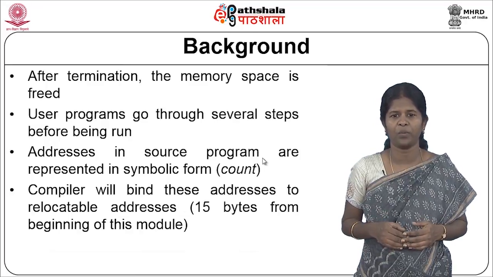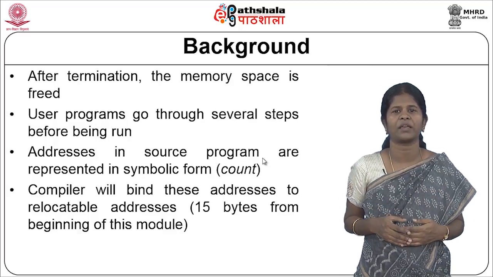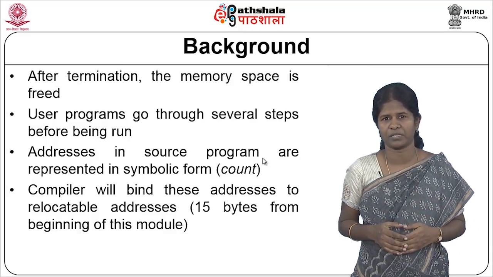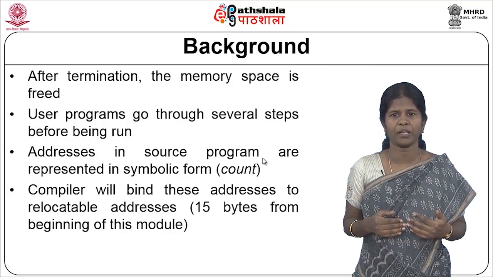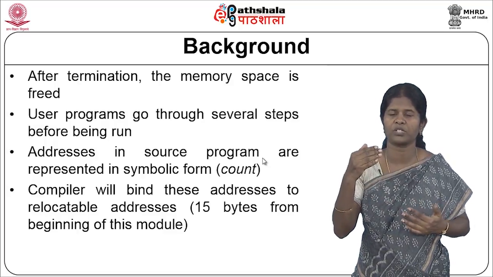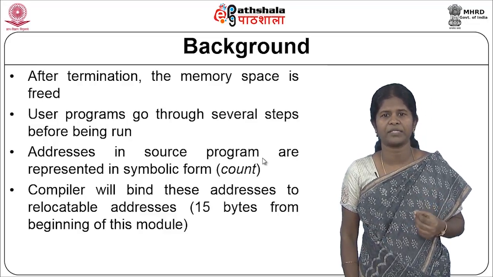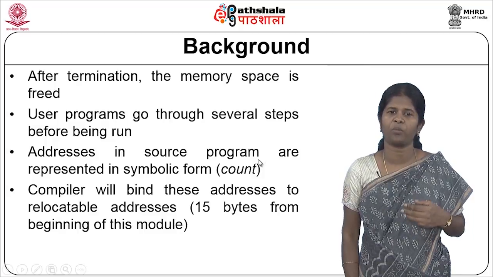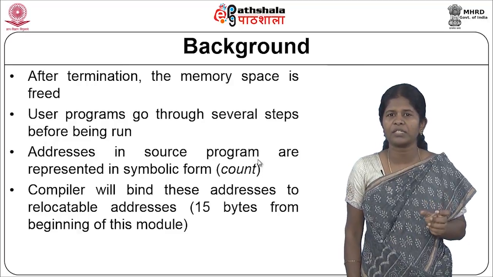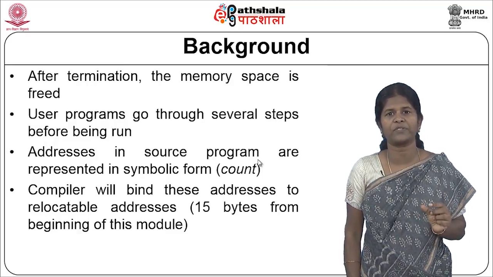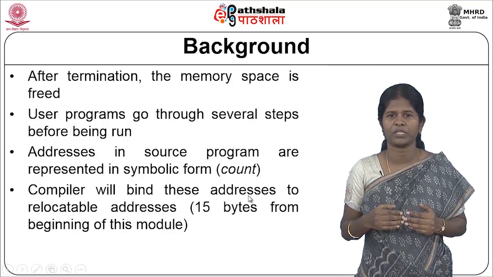Now the compiler will compile this program, and these symbolic addresses will be converted into relocatable addresses. For example, if you have a process, then any address will be from 0 to some maximum for that process, and an address such as count, which is given in symbolic form in the source program, will be converted into some number saying that this corresponds to an address, say, 15 bytes from the beginning of this module. The first address for that particular process will be 0.